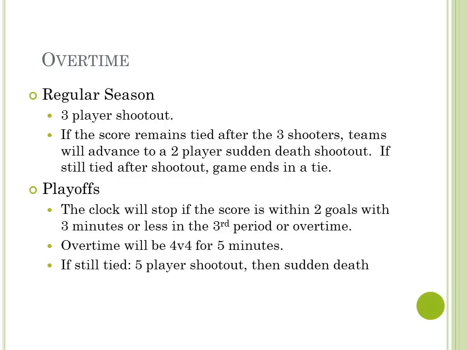If the game is still tied after 3 periods during the regular season, there will be a 3-player shootout. If still tied after the shootout, there will be a 2-player shootout. If still tied after that, the game will end in a tie. During playoffs, the clock will stop if the score is within 2 goals with 3 minutes or less in the 3rd period. Overtime will be 4 versus 4 for 5 minutes. If still tied after that, there will be a 5-player shootout, and then a sudden death period.